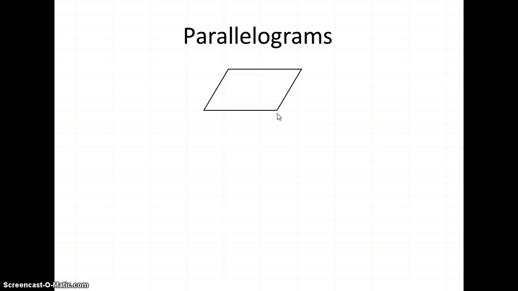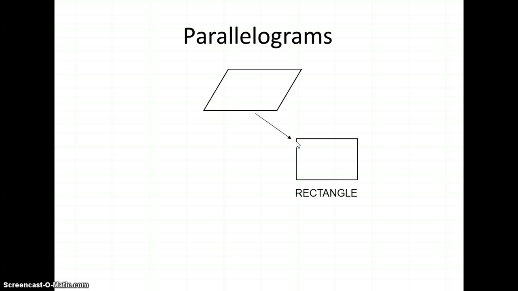We have special kinds of parallelograms that you may have heard of. The first special kind of parallelogram is a rectangle. A rectangle is a parallelogram because opposite sides are parallel and congruent. But this is a special kind of parallelogram because it has to have 4 right angles.